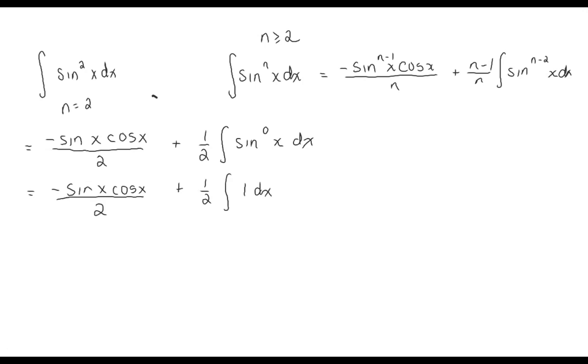And the integral of 1, or a constant, is the constant times x. So this is minus sine x cosine x over 2 plus 1/2 x plus c. And I think that matches up with our answer that we had to the last problem exactly.